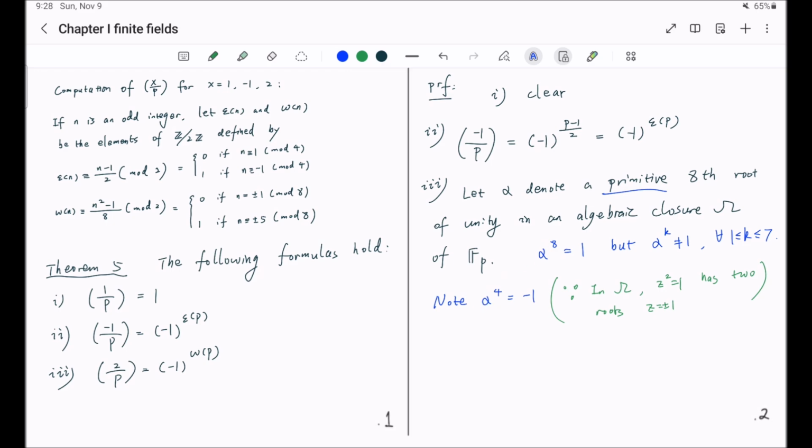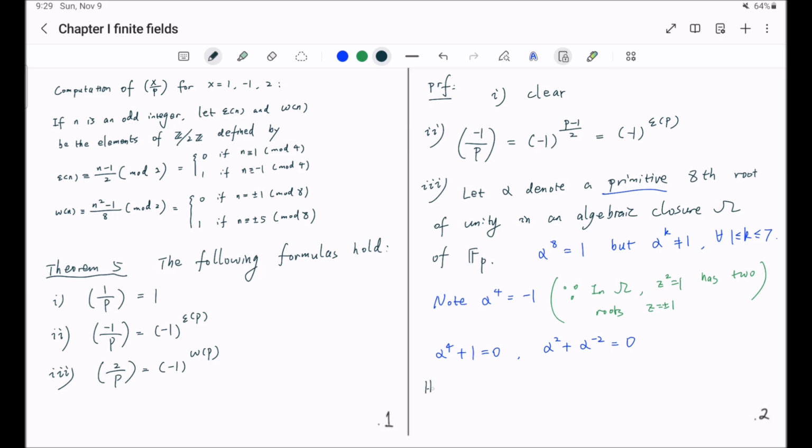And because alpha is primitive, alpha to the 4th power cannot be equal to plus 1, so it has to be -1. And therefore, from here we know that alpha to the 4th power plus 1 is equal to 0. And if we divide both sides by alpha squared, that is alpha squared plus alpha to the -2 equal to 0.